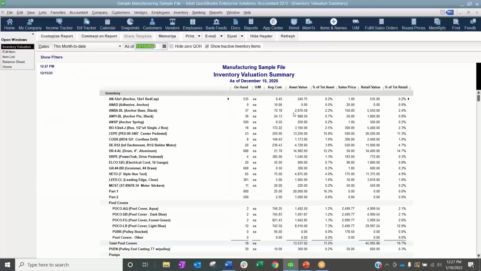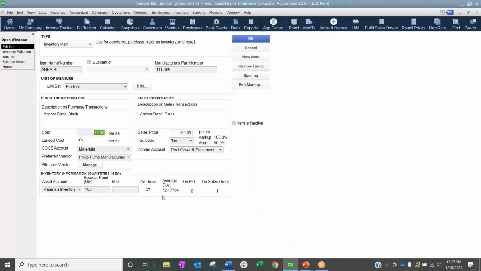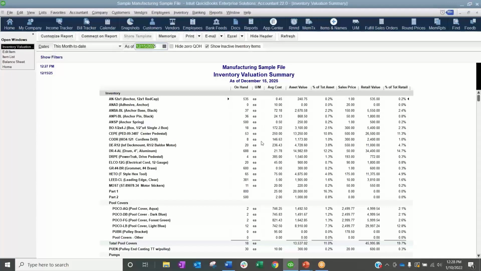Okay. And notice they're rounded here. Average cost 72.18, 72.17784. So it goes 5 decimal points down here. That could also cause some errors, right? A little bit of differences. But it won't cause the differences in the balance sheet.